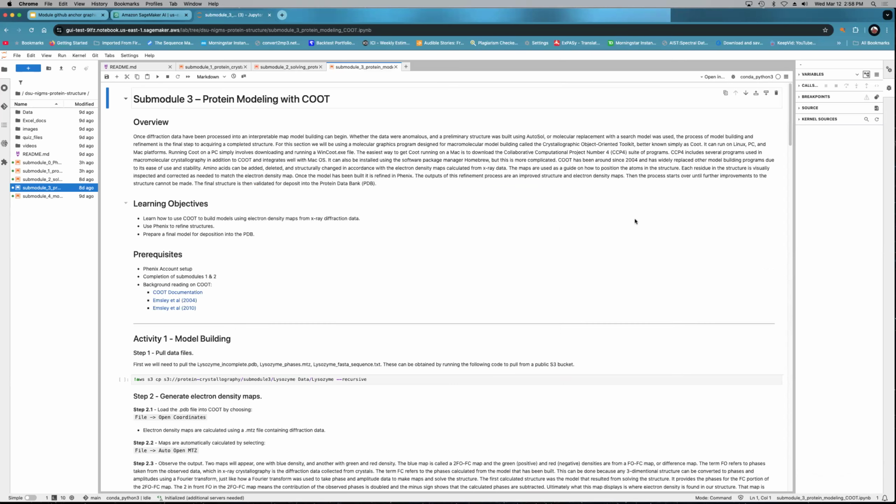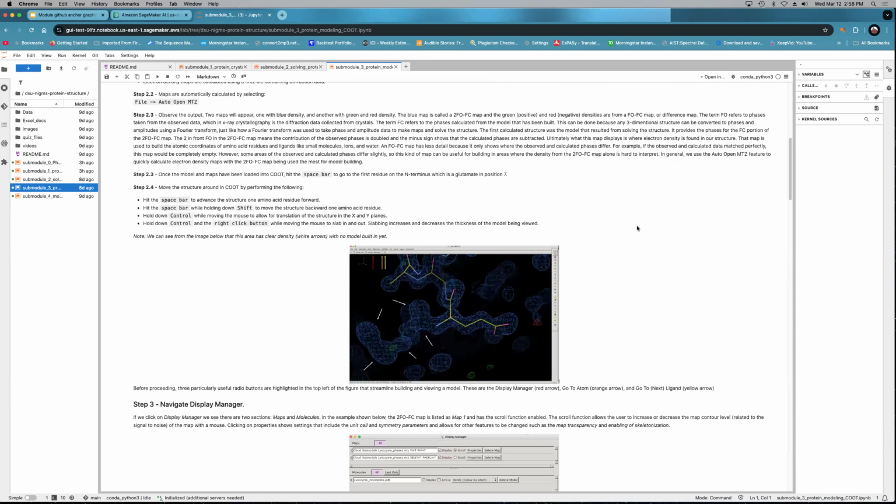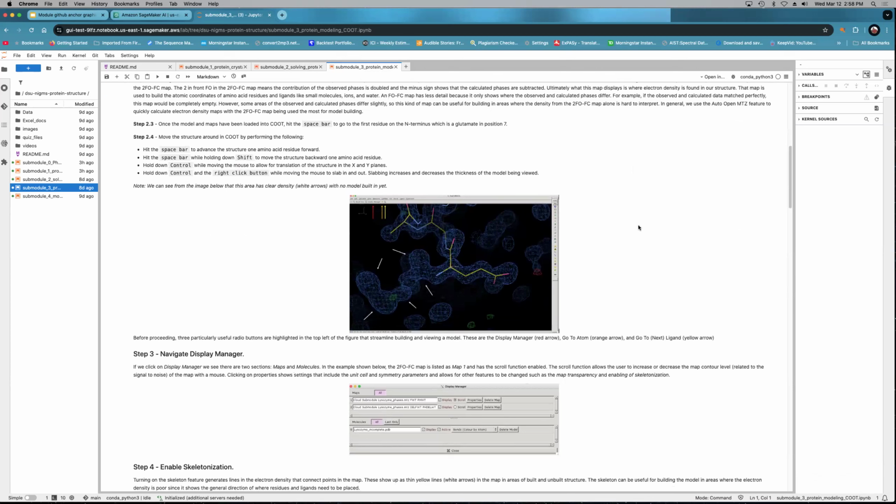And then again, finally at the end, there's a submodule dealing with COOT. COOT is the Crystallographic Object-Oriented Toolkit. Very, very useful molecular graphics program for building models. This is a screenshot of it, showing where some of the electron density is, or the backbone atoms and residues that need to be built into this data.